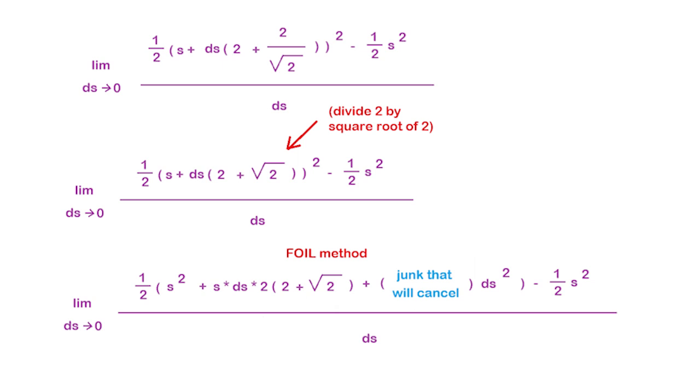Now we carry over that result to the top of the next screen, and we finally see that we can just divide 2 by root 2 to get plain old root 2, and we're finally ready to use the FOIL method to expand the expression in the square. I suppose we could have tried sooner, but I figured it would have been even worse than what I did here. Some of the stuff was too messy to write, and it's in front of a ds squared, which when divided by ds will still have a ds that will go to 0. So I just labeled it as junk that will cancel, because it will.